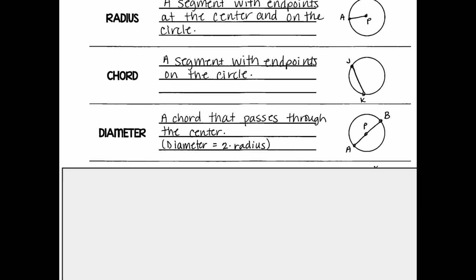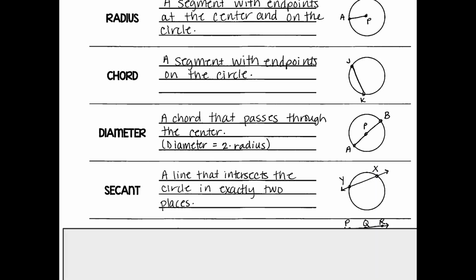The diameter is a chord, which means it goes from endpoints on the circle, but it is a chord that passes through the center. The diameter is twice the radius. Notice that the diameter does go through the center point P.